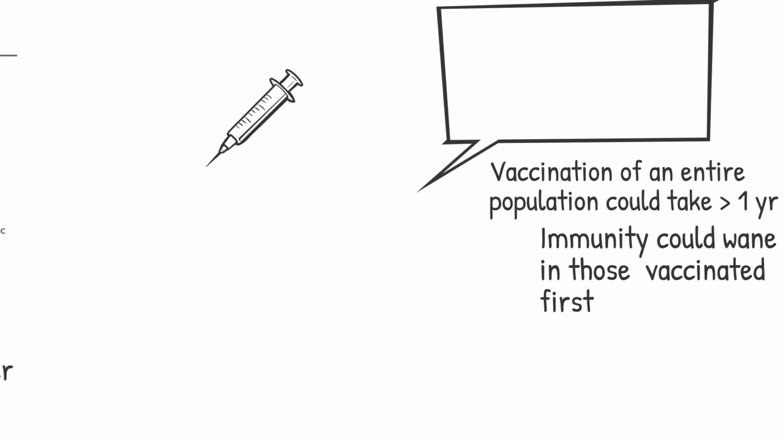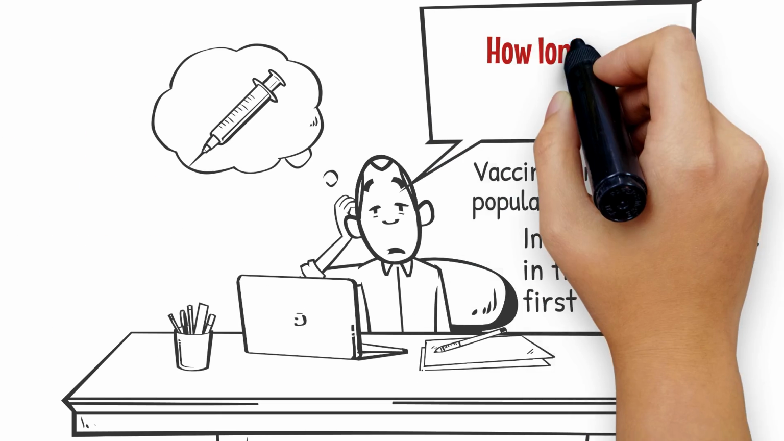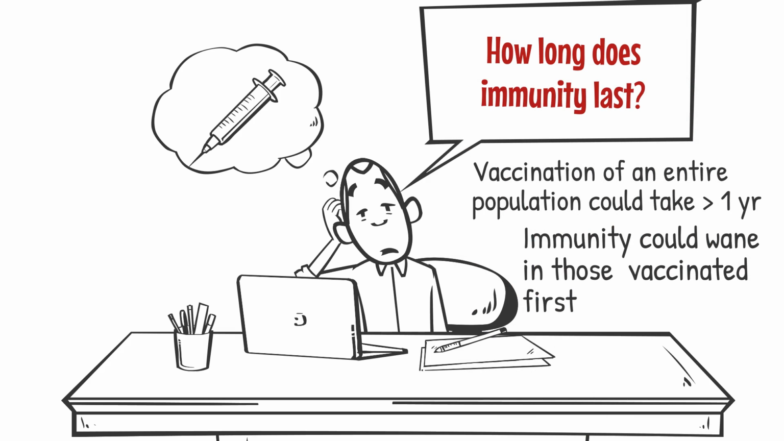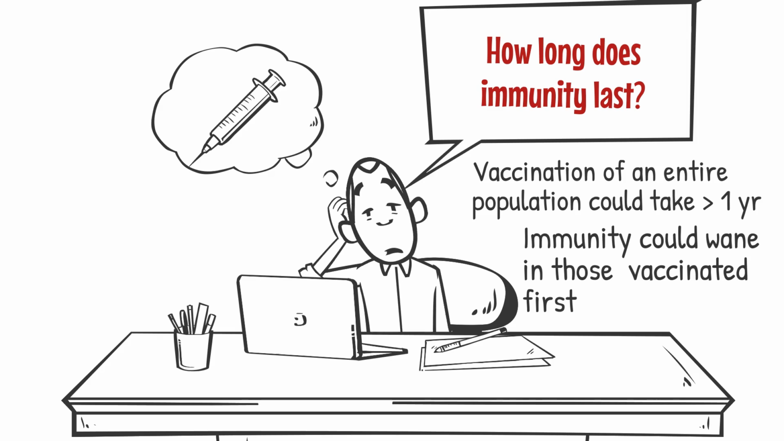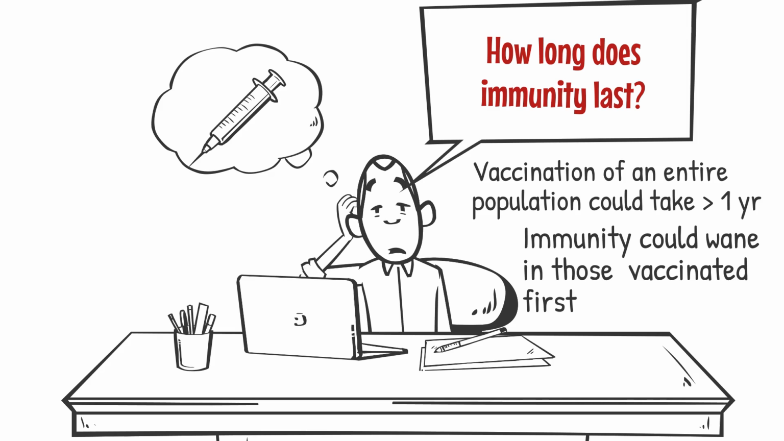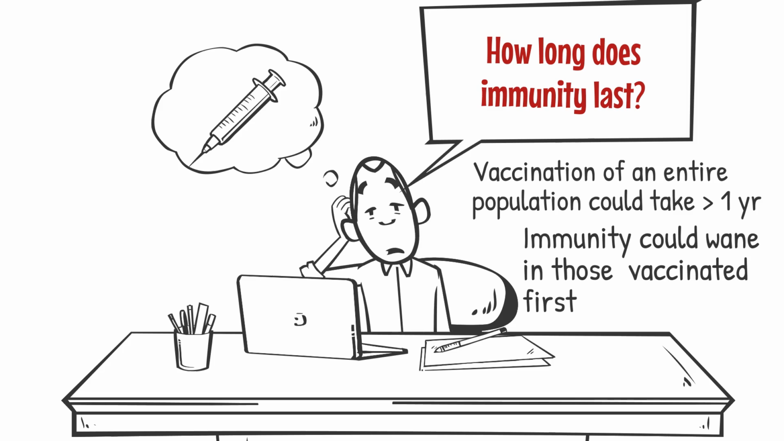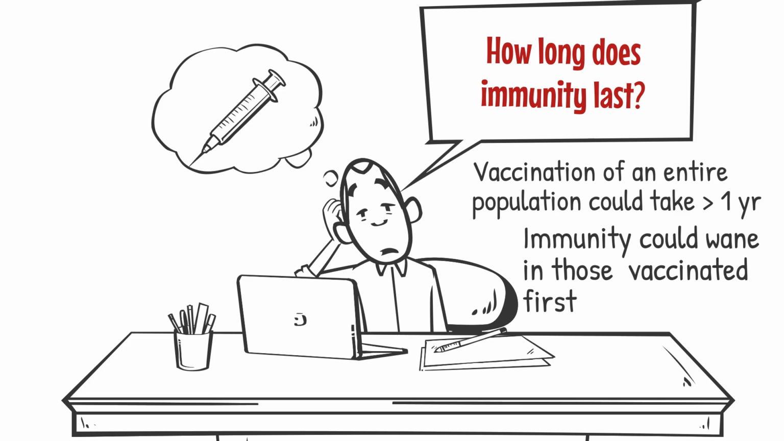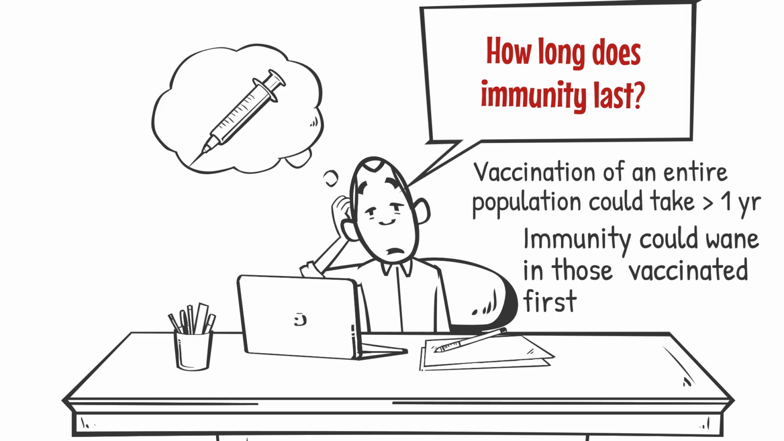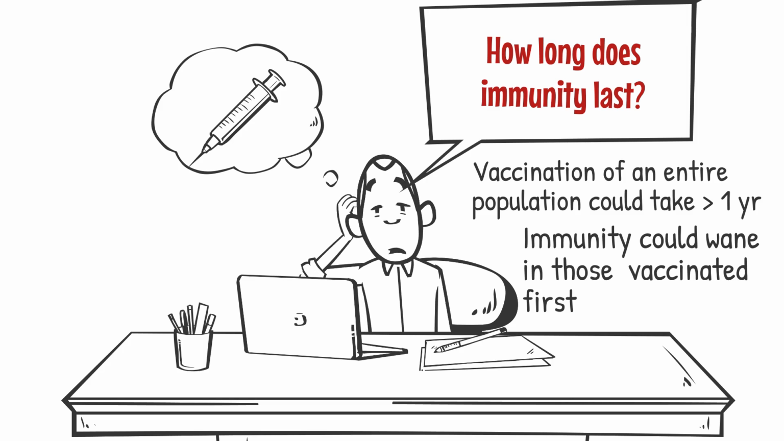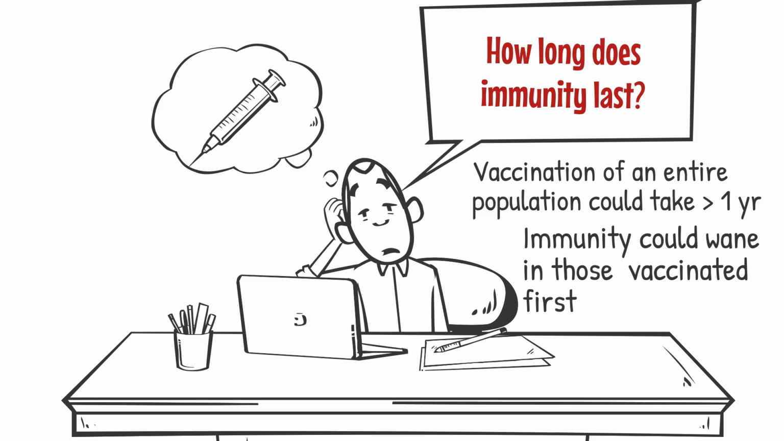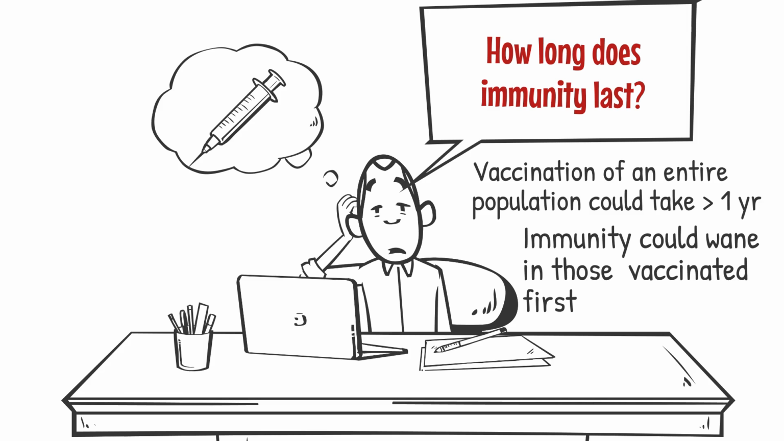A major question that remains to be answered is how long will immunity last following vaccination? This is a critical question to answer because if the administration of the vaccine is too slow, immunity for those who were vaccinated first may wane and they could again become susceptible to the virus, preventing the achievement of herd immunity. At the present rate of vaccination, it could take a year to achieve 60 to 80% coverage, and a significant percentage of those vaccinated early may no longer be protected.